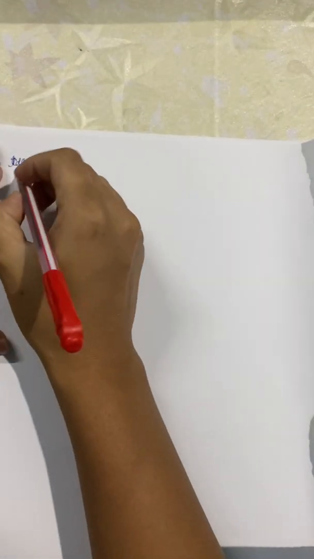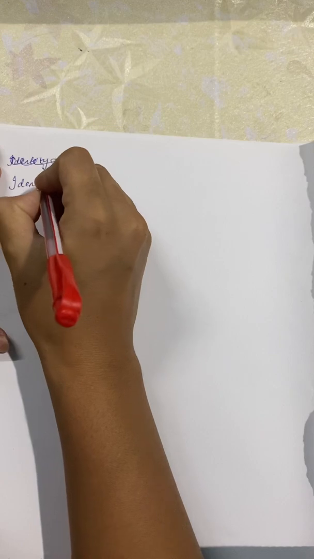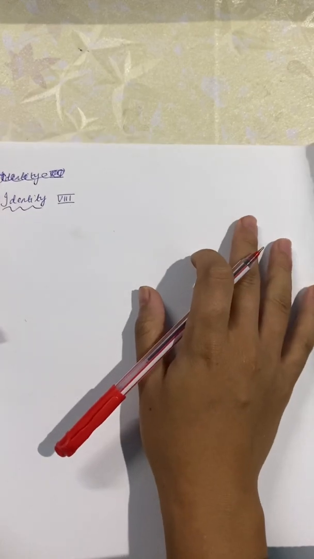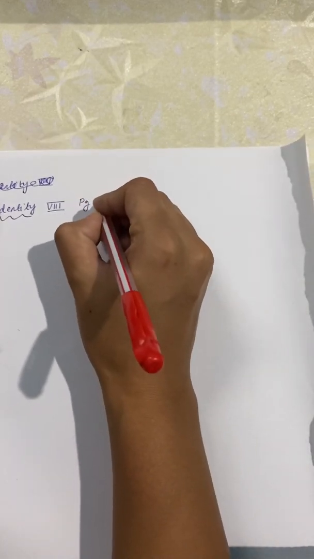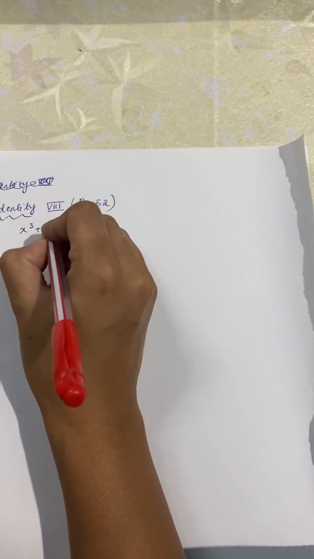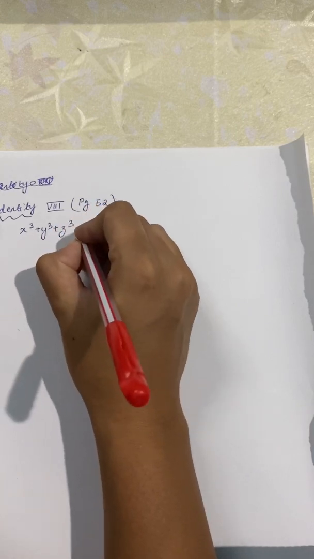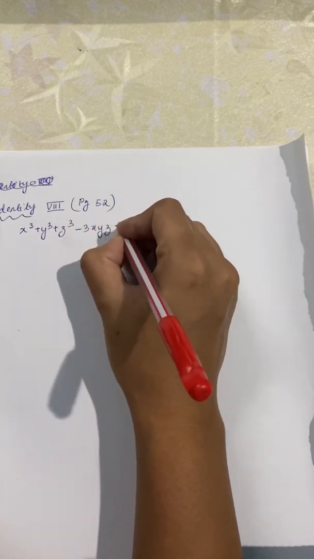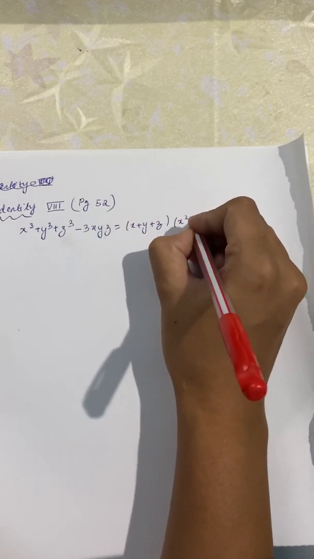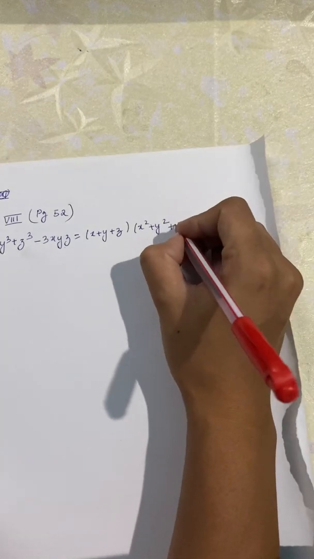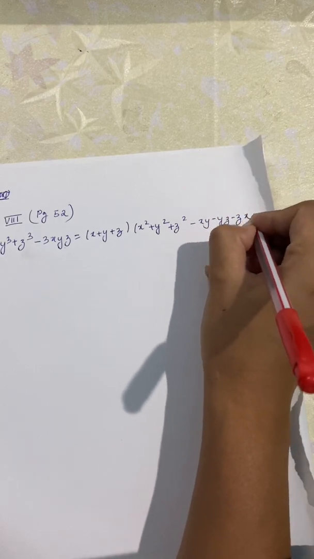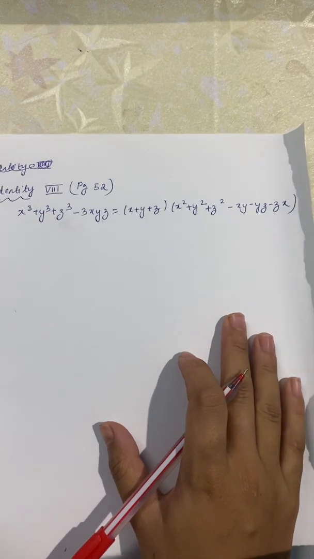For the remaining questions I'll be doing, to proceed with question number 13 and all of that, you need to know identity number 8. If you refer to page 52, identity number 8 is x cube plus y cube plus z cube minus 3xyz is given as x plus y plus z, then x square plus y square plus z square minus xy minus yz minus zx. So you must know this identity in order to prove the next questions.